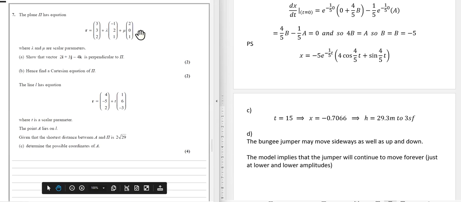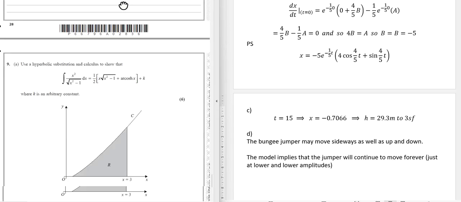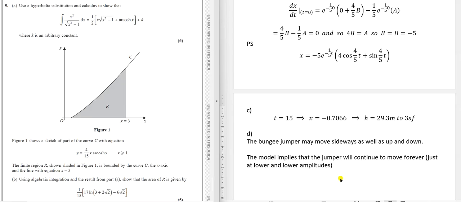Right, let's move on and pick out any other questions we've not yet done. We've done our vectors question. We've done the big meaty paint question. We've not yet done question 9, so that's going to be the next one we look at.